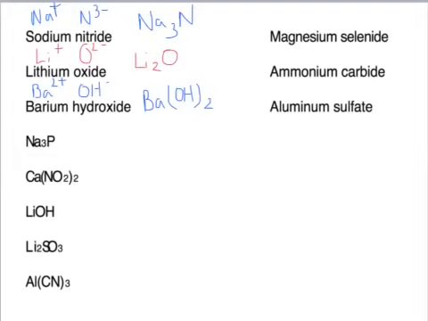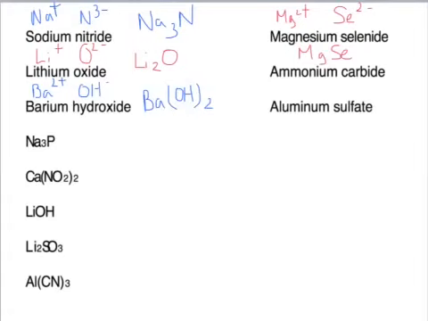Magnesium selenide. So magnesium ion is Mg2+. Selenide, that's selenium ion. That would be 2-. So it would just be MgSe because it's 2+, 2-, so that's neutral.